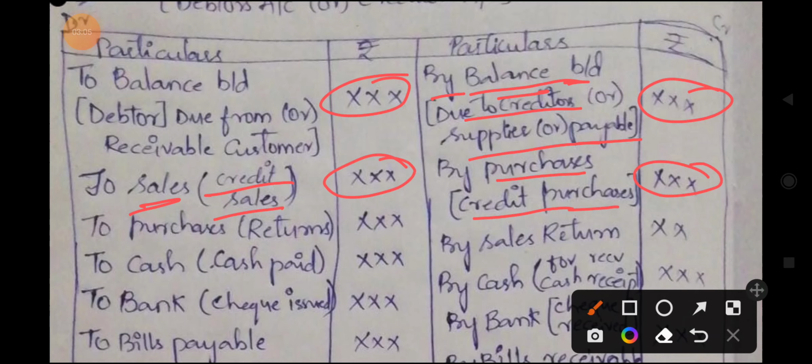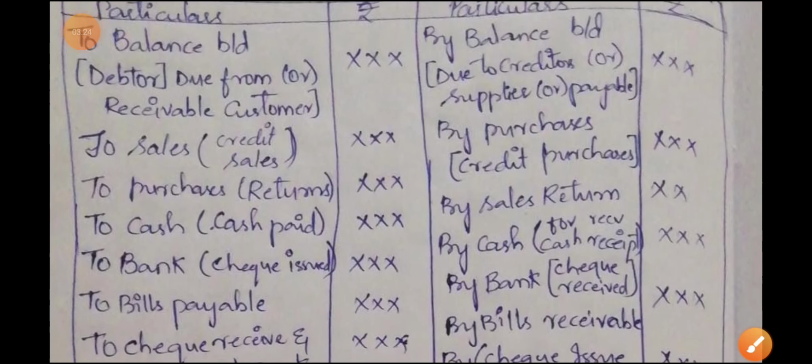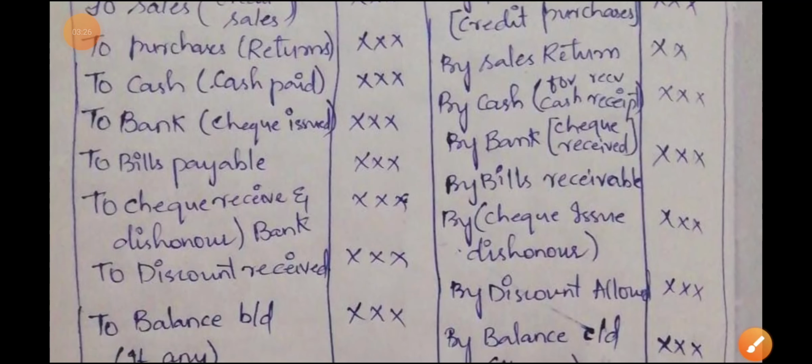If any goods are sold to that person, you will write it in that person's account on the debit side. If you have purchased from him, you will write it on the credit side. And sales returns, by sales returns. If it is purchase return, then purchase returns on the debit side. Okay, hope you are understanding.